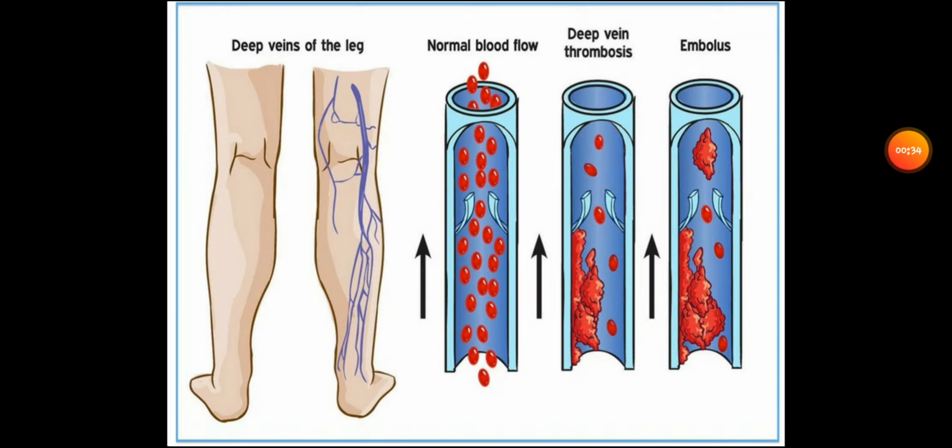As you can see, these are the deep veins of the leg. Normal blood flow is what's shown on the first picture. Then deep vein thrombosis is where, as you can see, a clot has formed, and the third picture shows where part of a clot has moved from the thrombosis and has embolized.